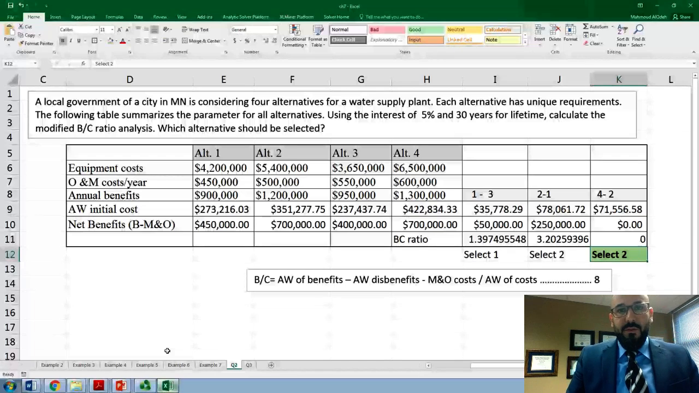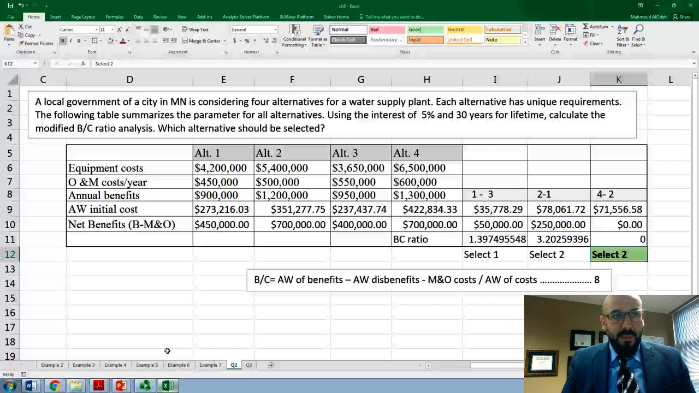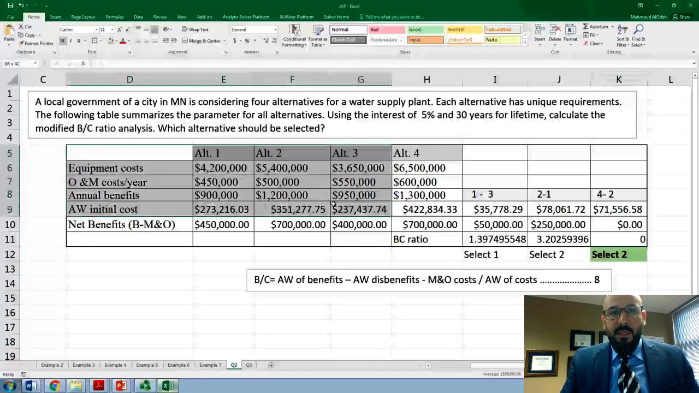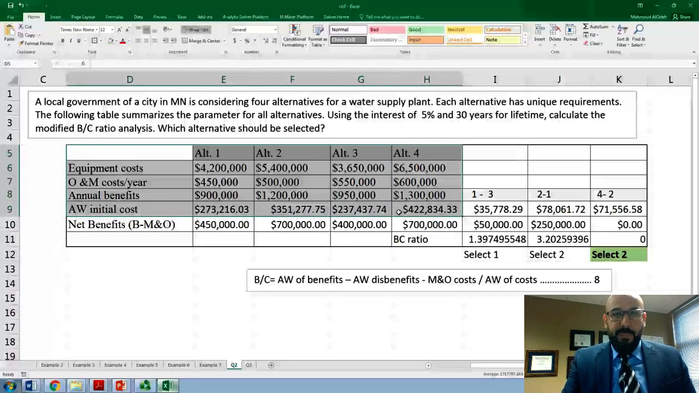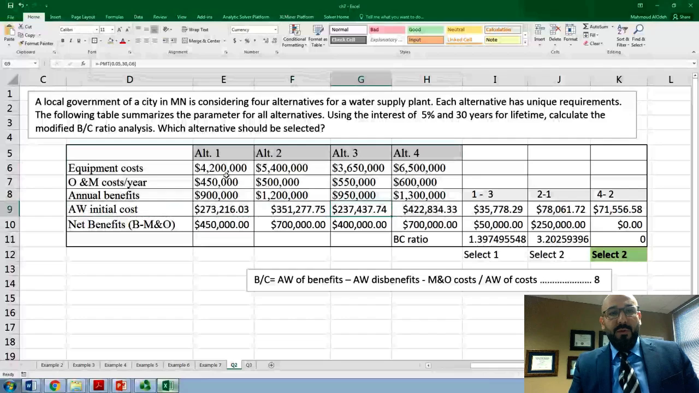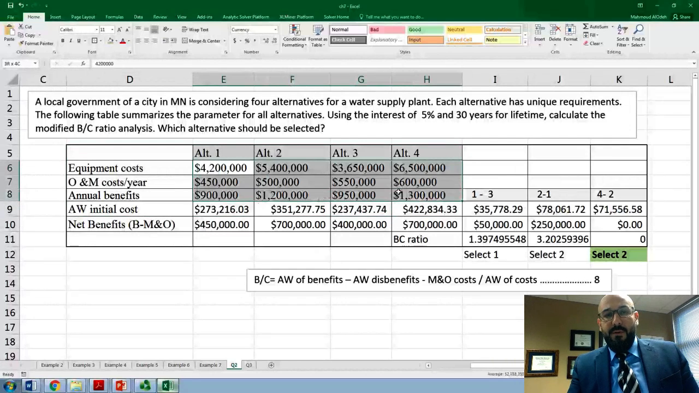Let's take an example to see how we could solve the BC ratio for this question. A local government of a city in Minnesota is considering 4 alternatives for a water supply plant. Each alternative has unique requirements. The following table, which is this table right here, summarizes the parameters for all alternatives. Using an interest rate of 5% and 30 years for lifetime, calculate the modified BC ratio analysis and determine which alternative we should select. First thing we do is list the parameters that are given.